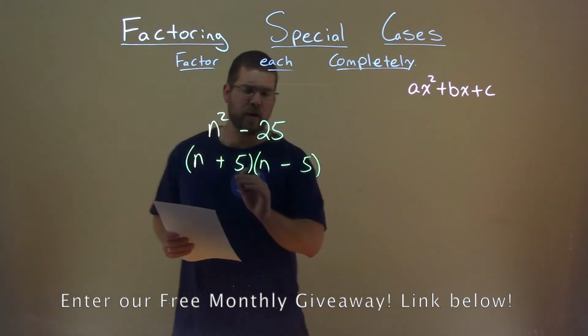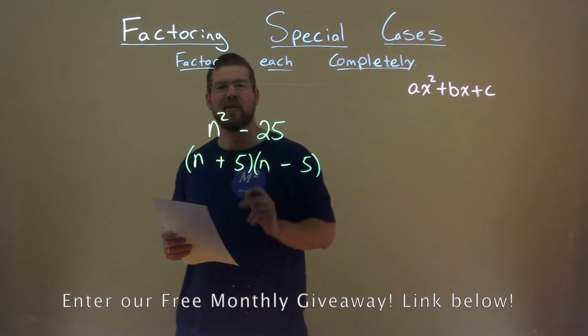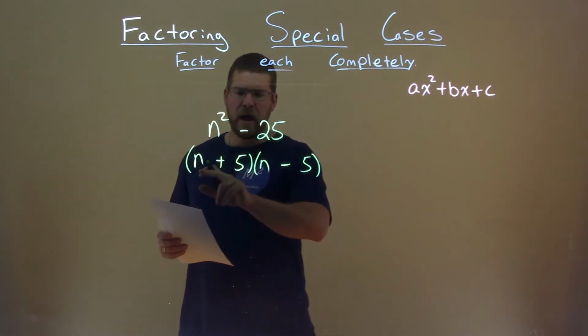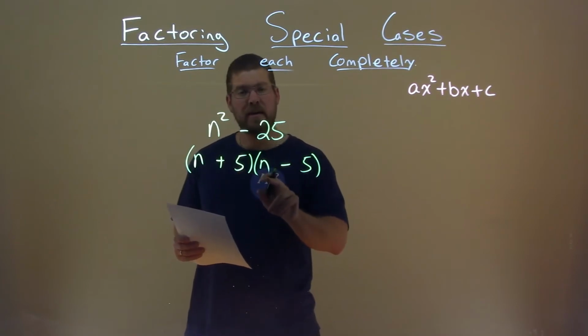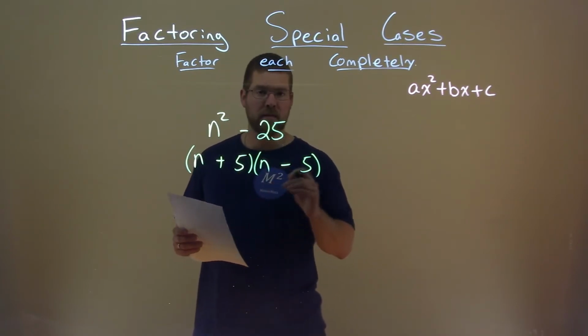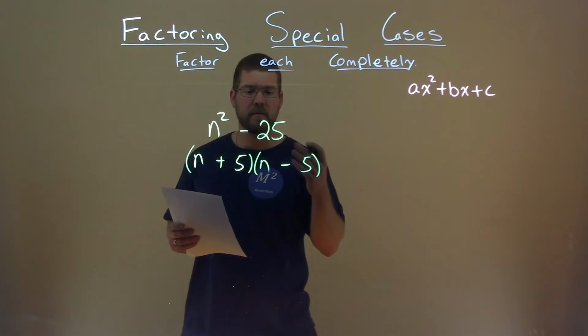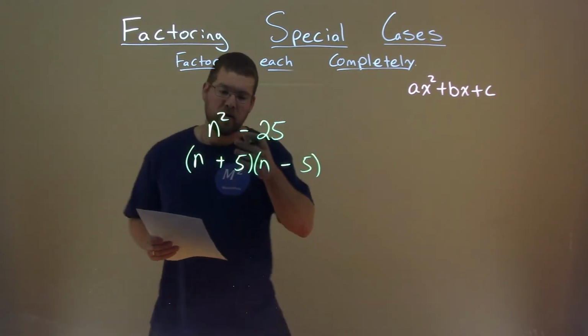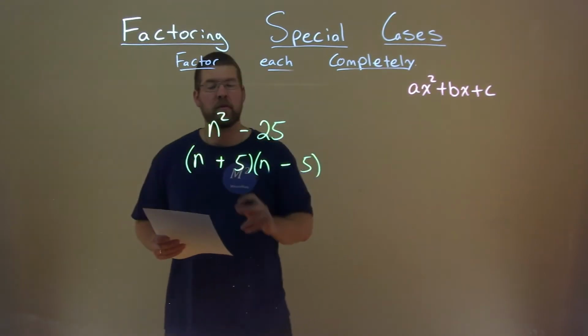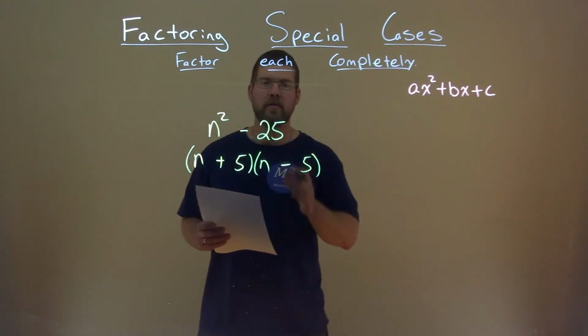But here's the trick. Our b value is 0, not written right here. N times a negative 5 is a negative 5n. 5 times n is a positive 5n. They cancel each other out when we add them. 5n plus a negative 5n is 0. Don't need to write that. So here we have our final answer. N plus 5 times n minus 5.